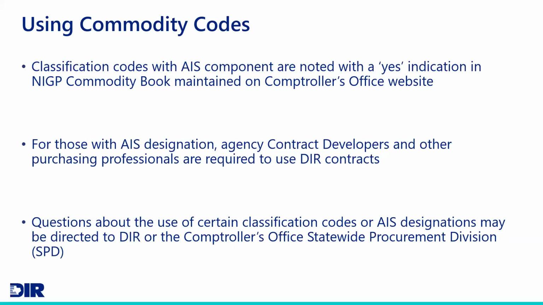Remember, the classification codes with that AIS component are noted with the yes indication through the NIGP commodity code book that is maintained on the Comptroller site. And for those codes with that AIS designation, remember that state agency contract developers and other purchasing personnel are required to use DIR contracts. If you ever have questions about those commodity codes, you can reach out to either us at DIR or contact the Comptroller site, and we can help answer your questions.